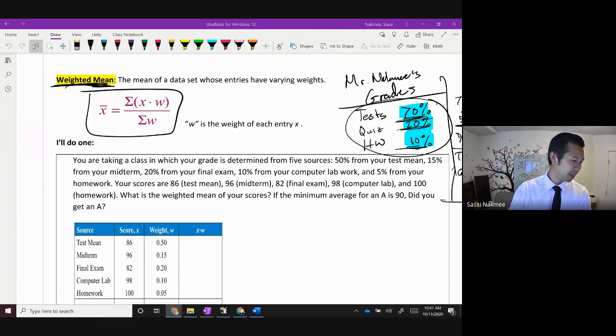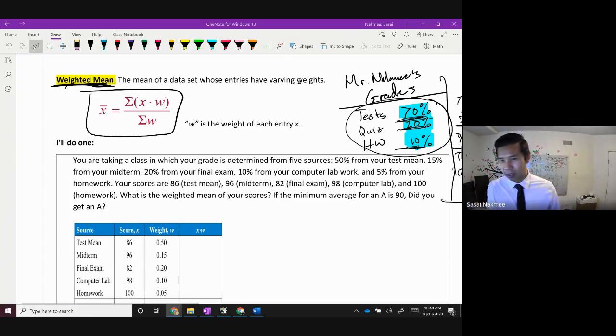There we go. All right, so let's get started on today's notes. We're going to continue from where we left off, which is to calculate the weighted mean. It's the mean of the data set whose entries have varying weights. You understand by weights, right? Like one is worth more than another.